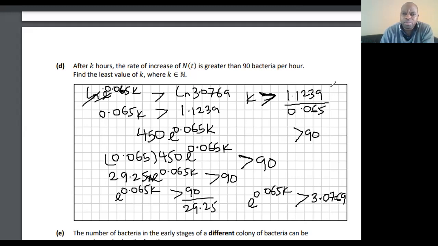So divided by 0.065, I got K is greater than 17.29. So remember, they said find the least value of K, and your K is an element of natural numbers. They don't want 17.29, so which means you should go for 18. So K equals 18.